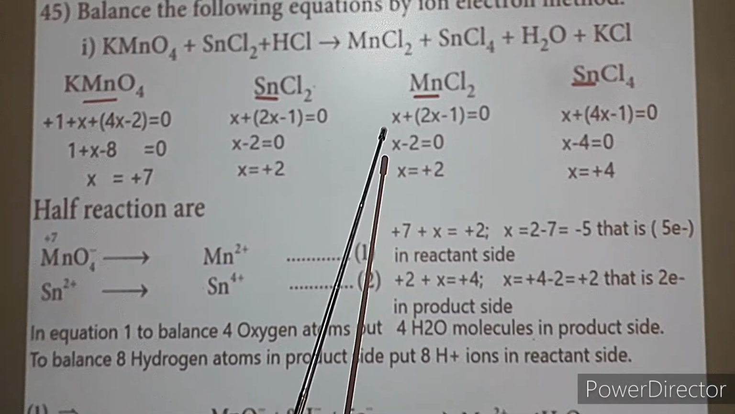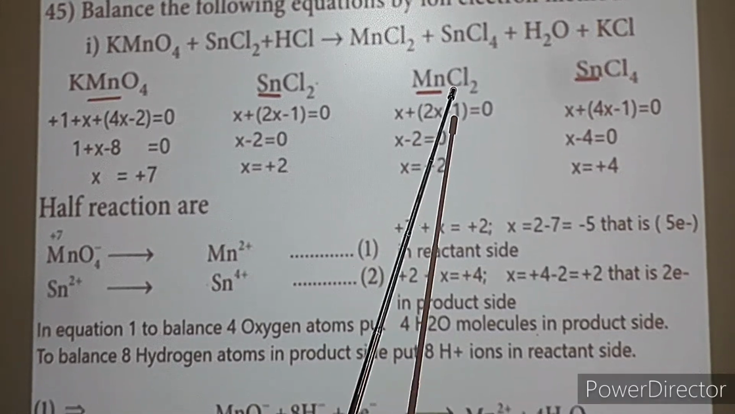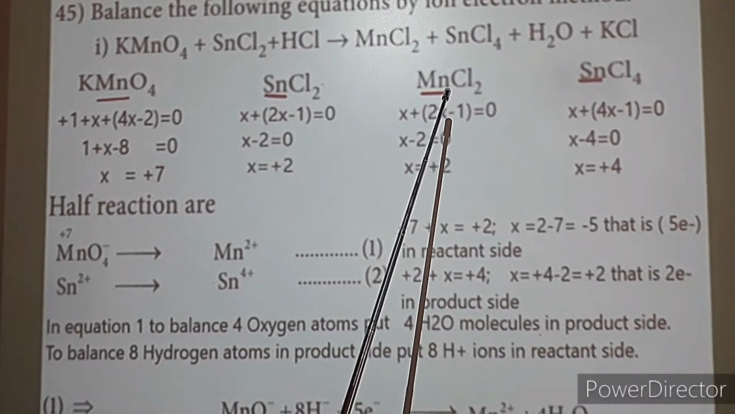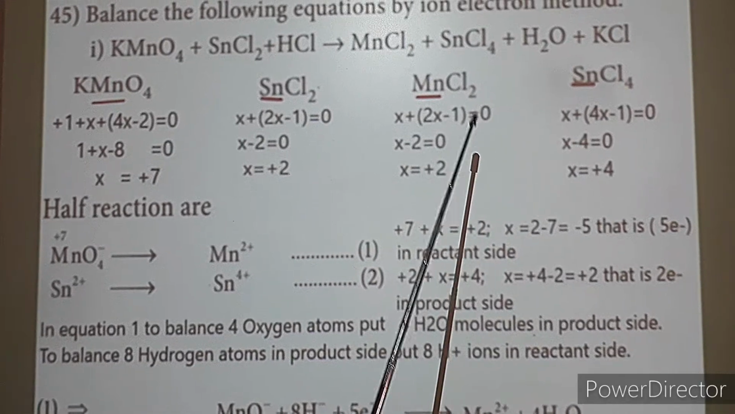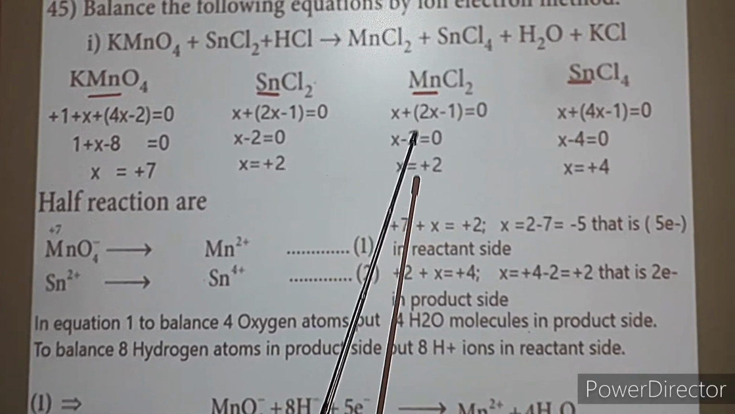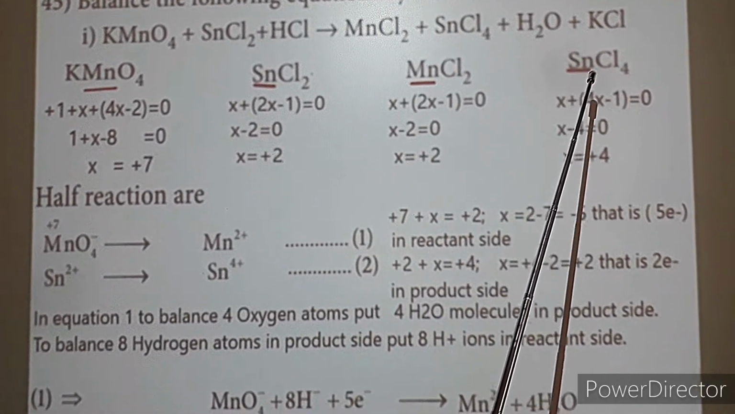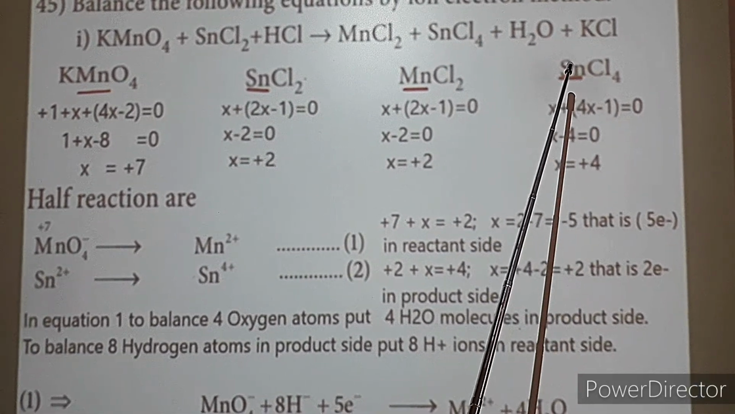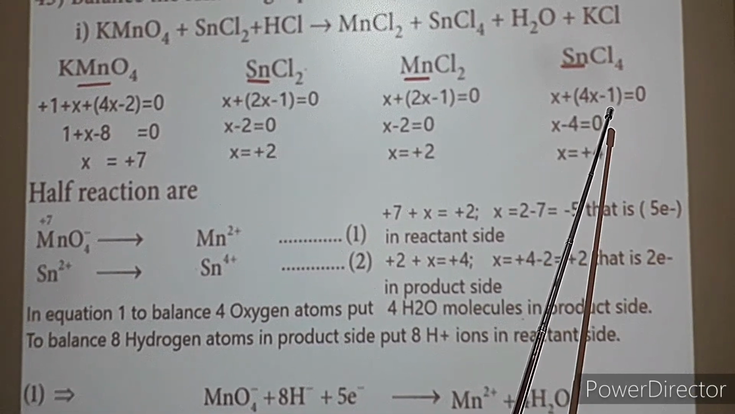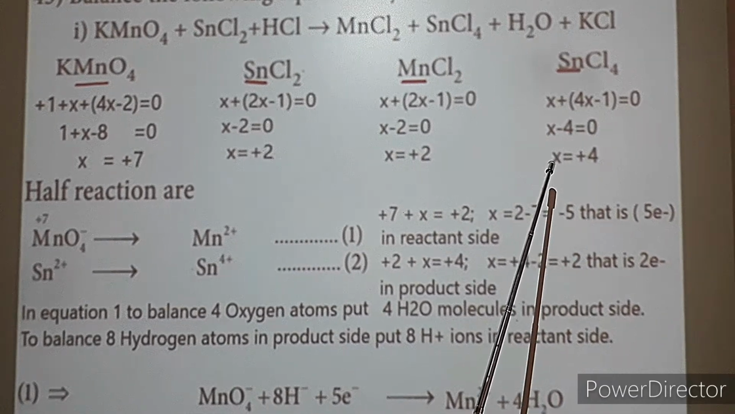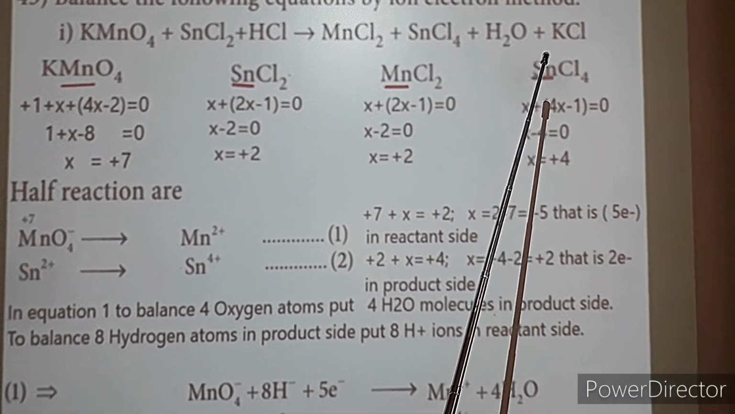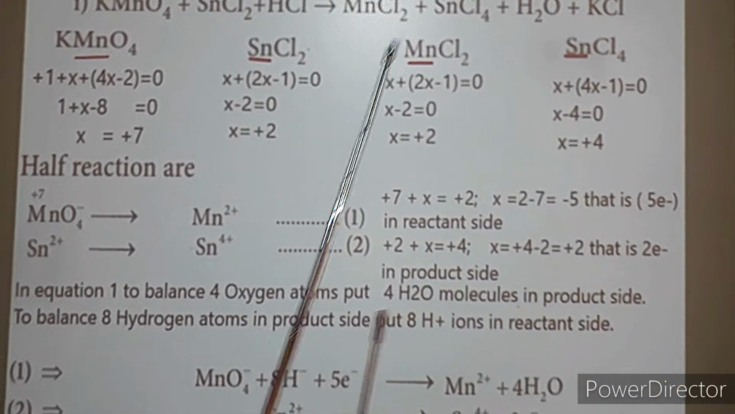And manganese chloride, here also the manganese is X and chlorine is minus 1. How many chlorine are present? 2. 2 into minus 1, equal to 0. We get the manganese oxidation number plus 2. And tin tetrachloride, here tin value X and 4 into minus 1 equal to 0. Then we get the oxidation number for this tin, X equal to plus 4.